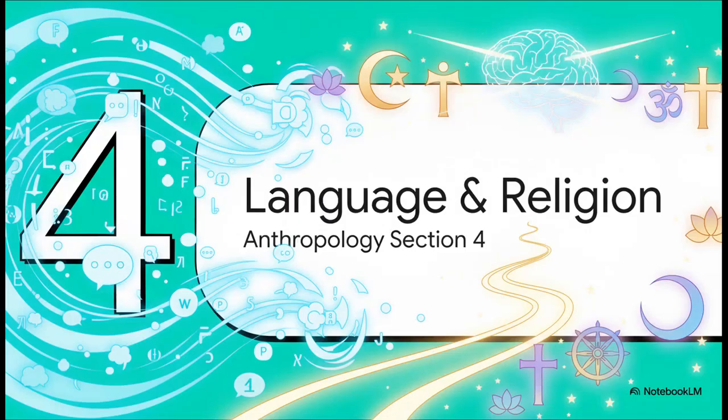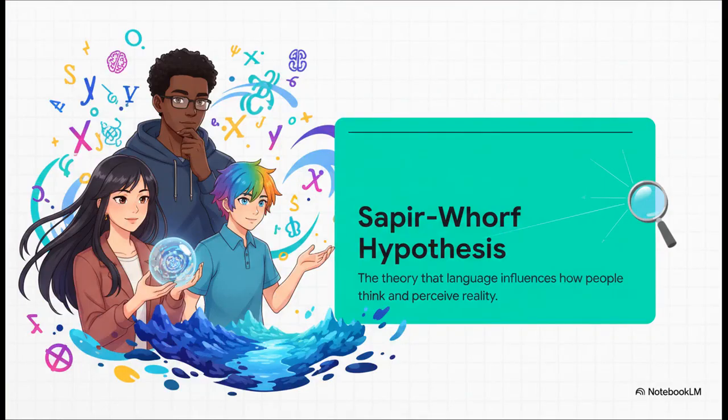And finally, we've made it to Section 4, Language and Religion. When we talk about linguistic anthropology, there's one major theory you absolutely, 100% must know: the Sapir-Whorf hypothesis. This is the idea that the specific language you speak actually influences how you think and how you perceive reality itself. For example, if a culture's language has dozens of specific words to describe different shades of the color blue, speakers of that language will actually perceive variations in the color blue differently than someone whose language only has one word for it. Pretty mind-blowing, right? Our language literally shapes our worldview.